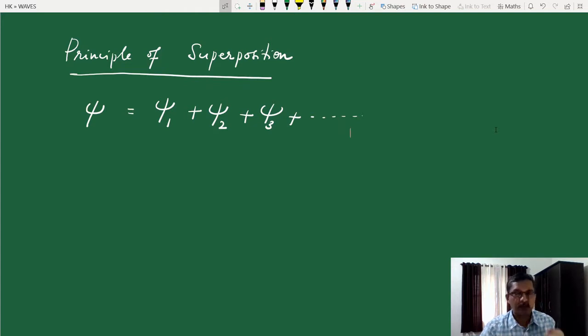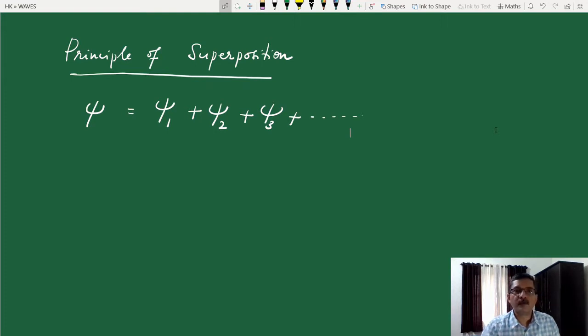Say a large number of waves are passing through a water surface. You throw multiple stones on a water surface, or on the surface of a pond. Then we get different waves on the water surface. Then the resultant displacement at any point on the water surface is the sum of the displacements due to individual waves. So this psi can be the displacement of a stretched string from the mean position, or the displacement of the water surface from the mean position. If we consider an electromagnetic wave propagating through vacuum, then this psi can be the resultant electric field at any point in vacuum.